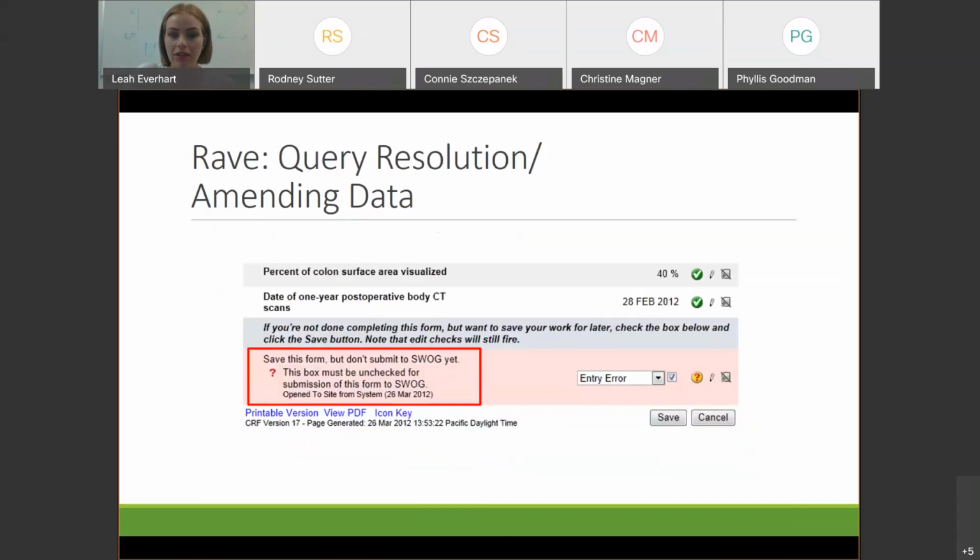And this is the query you'll get when the form is saved with that box checked. And once you're ready to submit the data, simply uncheck the box and resave the form, and it will be submitted to our database. Next slide.